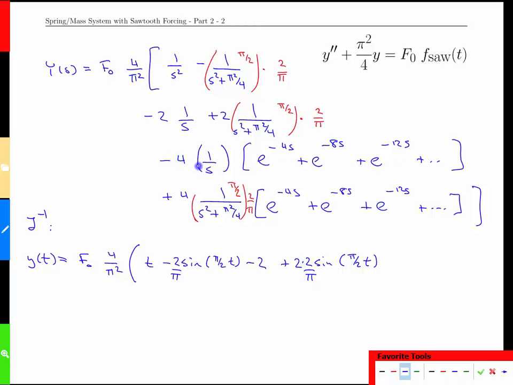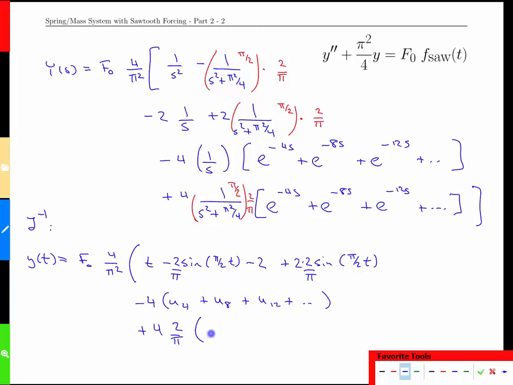Next we'll do this sequence. We have a -4 multiplier, and each of these is an exponential for a step function over s, which means just the step function by itself: u4 plus u8 plus u12 plus and so on. And last but not least, we have plus 4 times a 2 over pi.